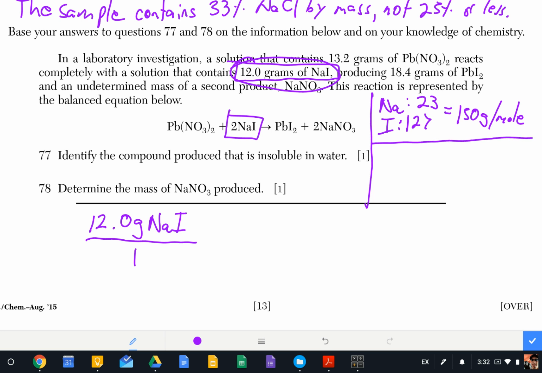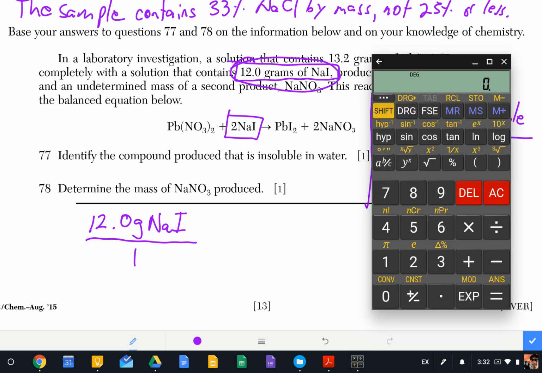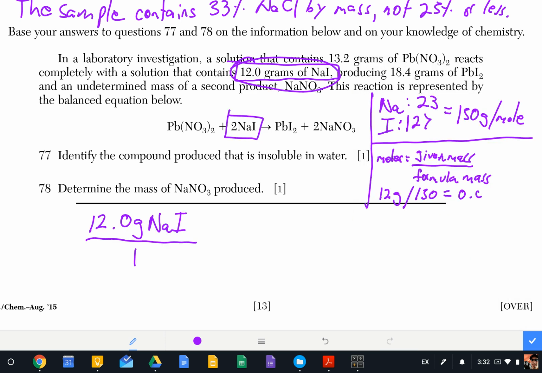So that means if we use the equation, the number of moles is equal to the given mass divided by the formula mass, which is also on Table T, the reference table. To figure out how many moles of NaI, sodium iodide, we have, it's 12 grams divided by 150. That's 0.08 moles.